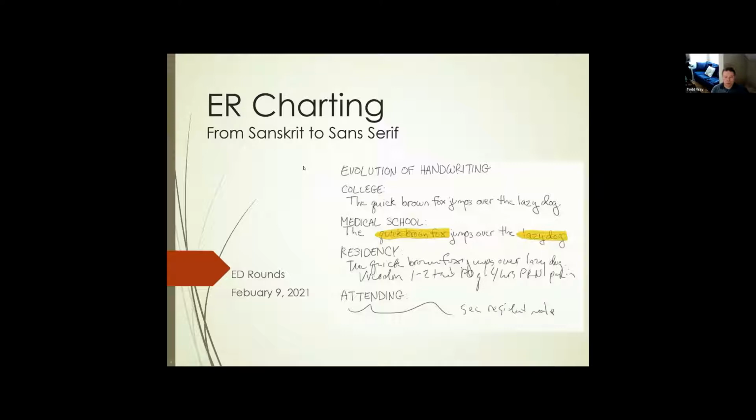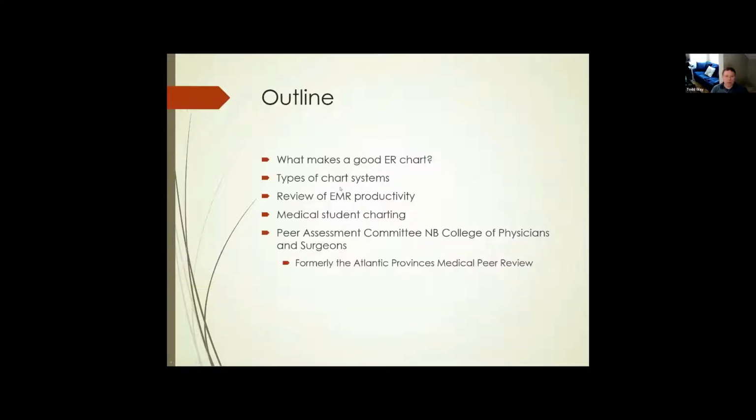So I just wanted to talk briefly about charting. We all do it, or should be, but I think it's time that we have a discussion about where our charting is going. So I'd like to talk about just some elements of a good eMERGE chart, talk about some types of chart systems, quick review of EMR productivity, a little discussion on what we should do with respect to medical student charting, and then let you know what's coming.